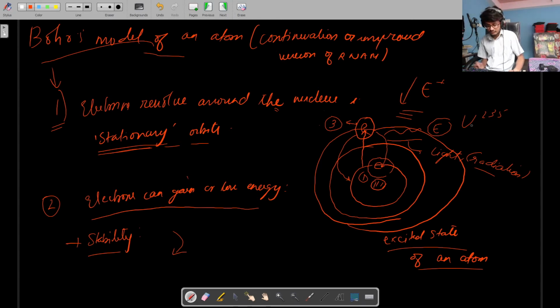Correct. What you said is, if it falls from the outermost orbit to the innermost orbit, the energy that will be released will be enormous, extremely high energy.